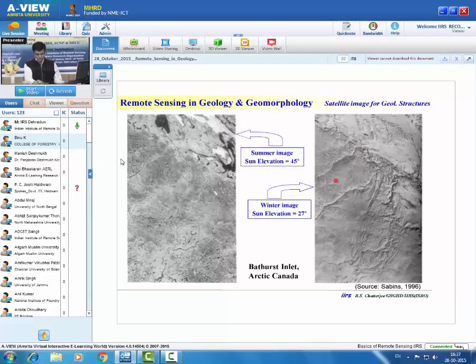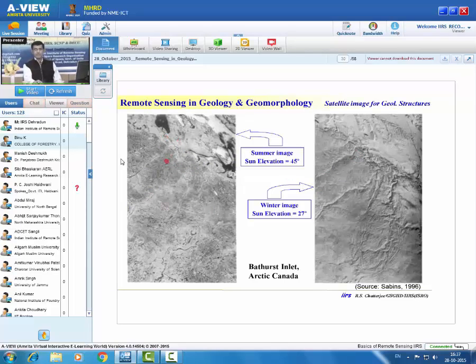Now, if we are talking about visual interpretation, what kind of satellite image is required, and what kind of satellite image enhancement will be required for your geological interpretation, particularly for geological structures? Like here, you see we have given two images of the same area. One image during summer time, another image during winter time.